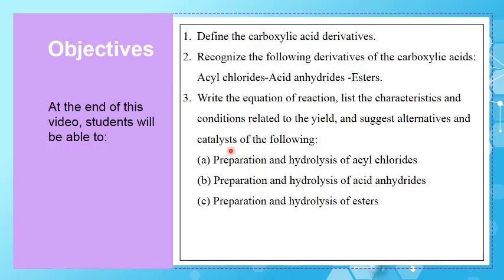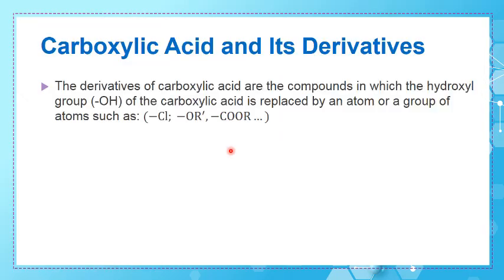First of all, let's start with the definition of the carboxylic acid derivatives. The derivatives of carboxylic acid are the compounds in which the hydroxyl group OH of the carboxylic acid is replaced by an atom or a group of atoms such as chlorine, Cl, OR prime, COOR.